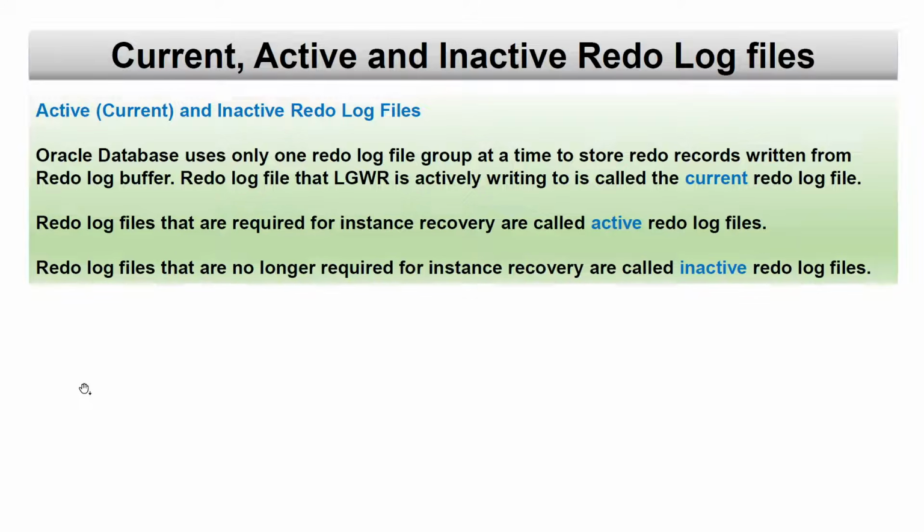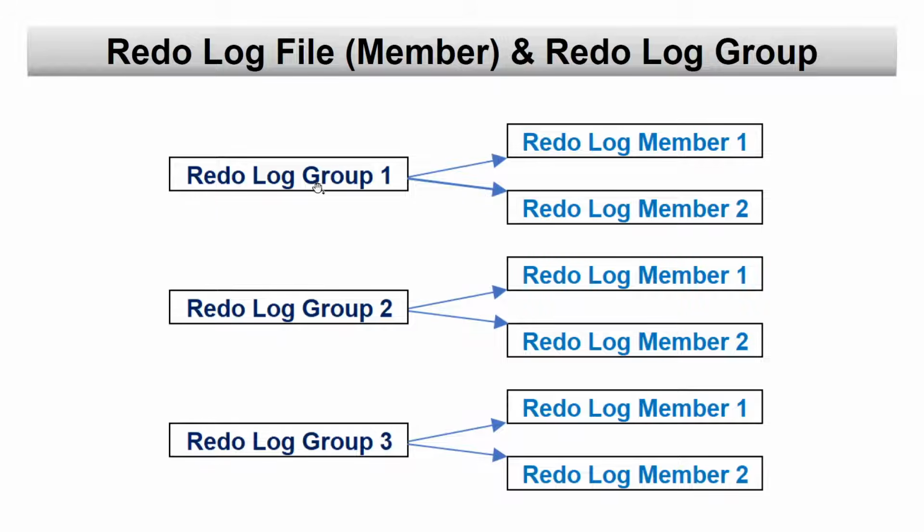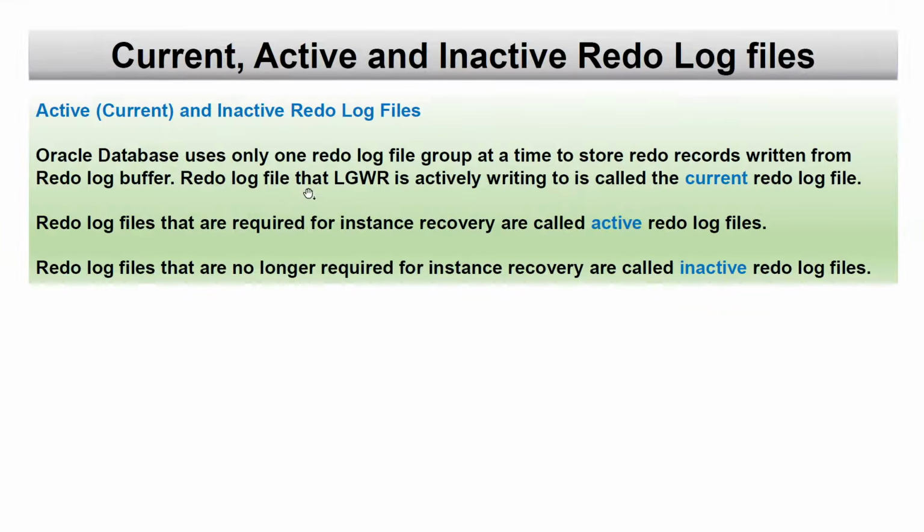Now, there is a concept called current, active and inactive redo log files. So what is this concept? As I mentioned, at any point in time, it can only write to one group. The group that it is writing to at that point is called the current redo log group. Then there are active and inactive. Oracle database uses only one redo log file group at a time to store redo records written from the redo log buffer.